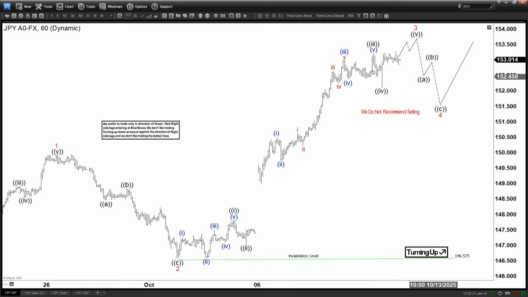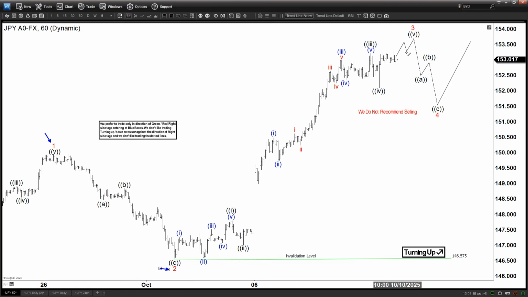Let's take a look at the USD Yen for the chart of the day. Here is a 60 minutes time frame. We are looking for an impulsive move up here. So finish with 1 with 2 here, and then with 3 should be ending pretty soon.